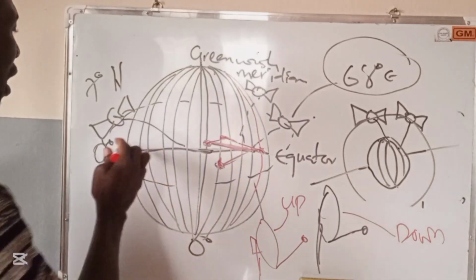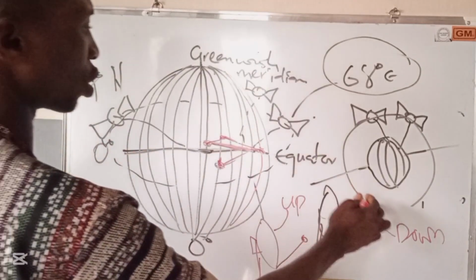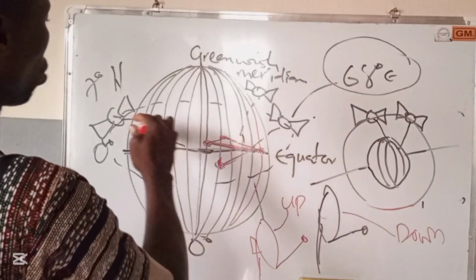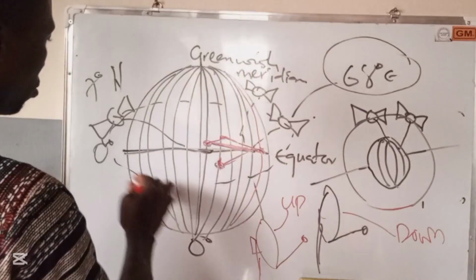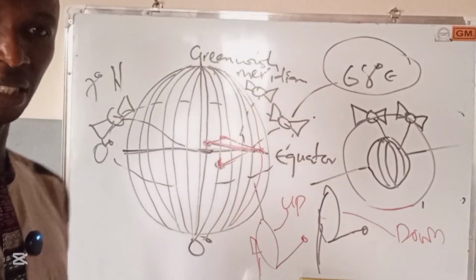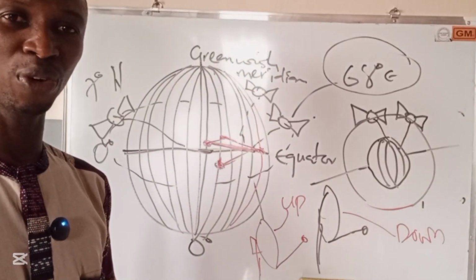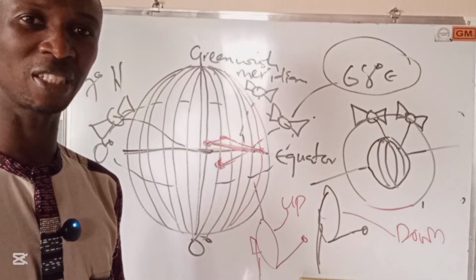Now, satellites on this geostationary orbit do not cover the entire Earth. They don't cover the entire Earth. In our next video, we'll discuss something on that.